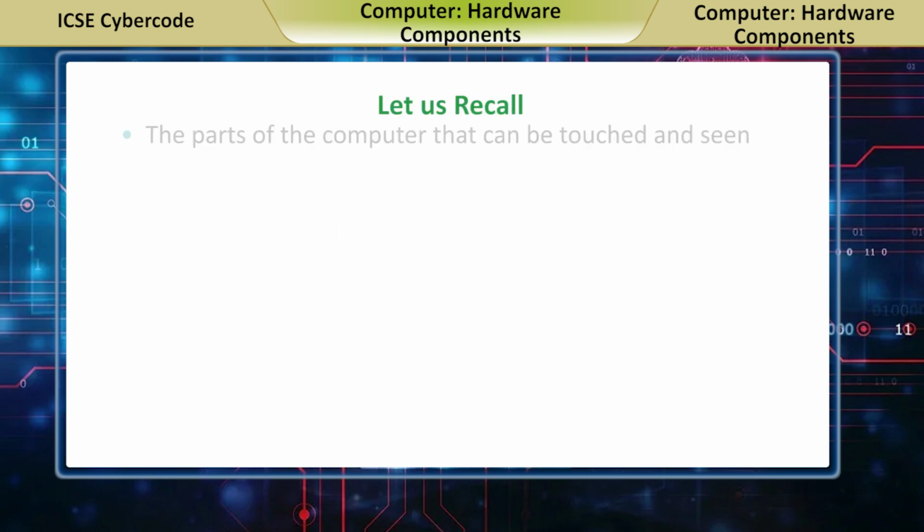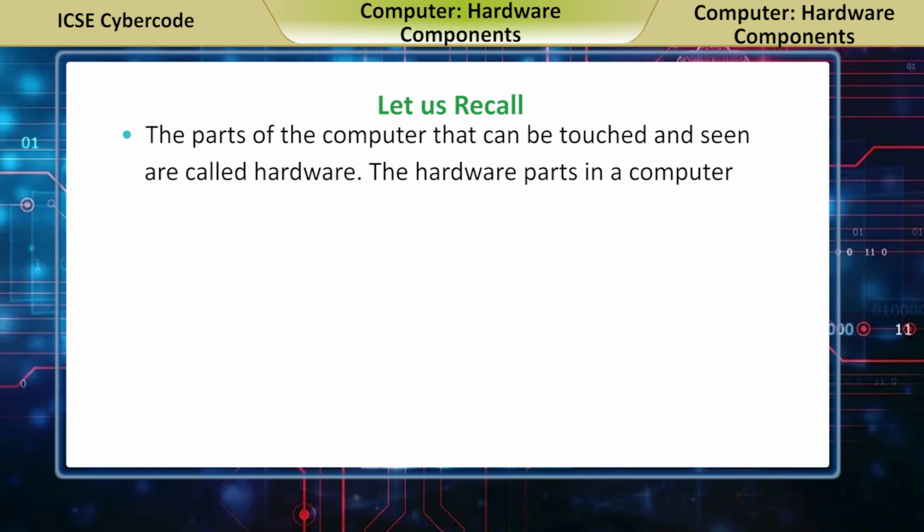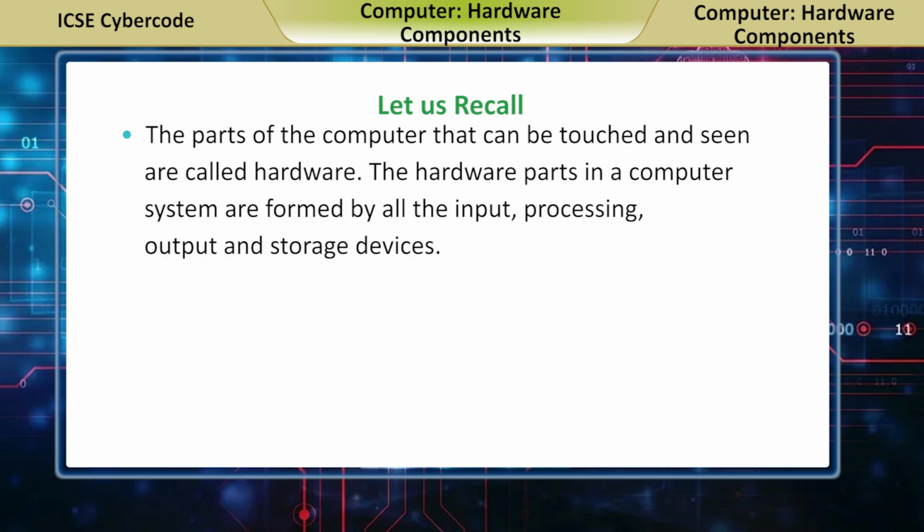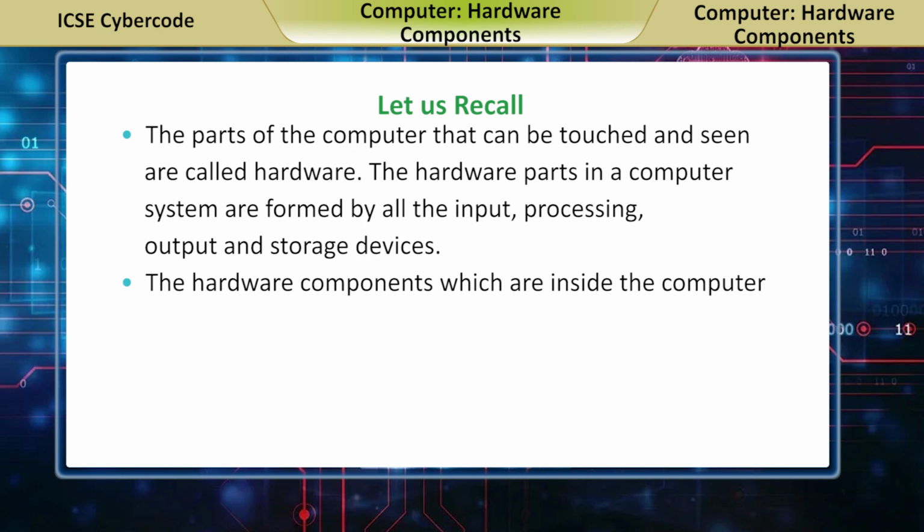Let us recall. The parts of the computer that can be touched and seen are called hardware. The hardware parts in a computer system are formed by all the input, processing, output and storage devices. The hardware components which are inside the computer case are known as internal hardware.